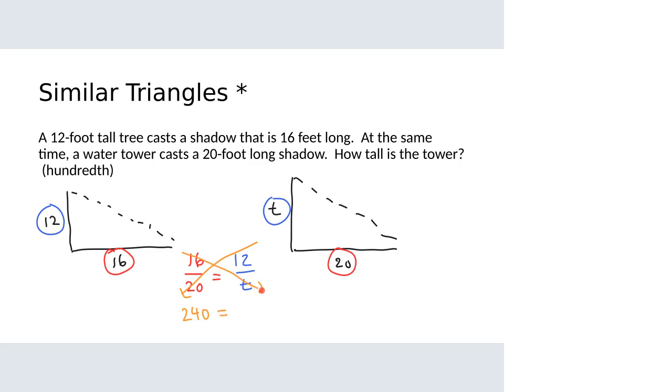is 16 times t. And then we'll divide both sides by 16. The 16s cancel on the right. 240 divided by 16 is 15.